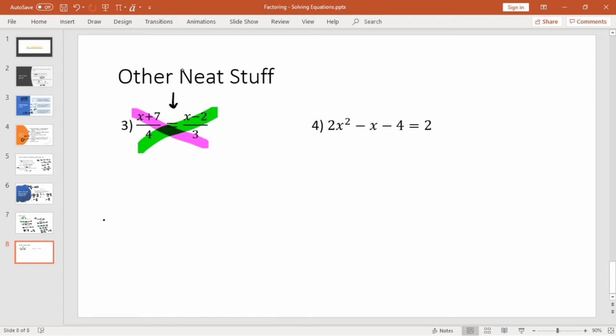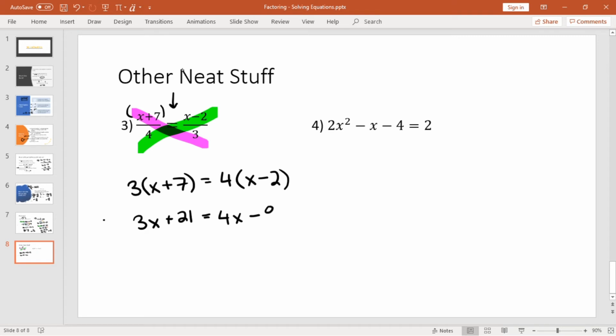in the pink, you're going to do 3 times x plus 7. Use the brackets because these are essentially bracketed. Equals 4 times x minus 2. And once you get rid of those fractions, everything becomes a lot better. So we're going to distribute on the left and right side. 3x plus 21 equals 4x minus 8.